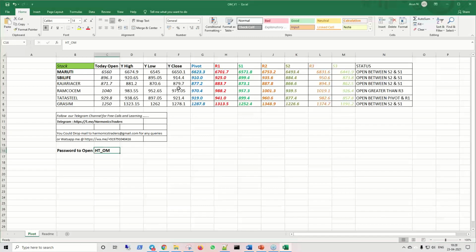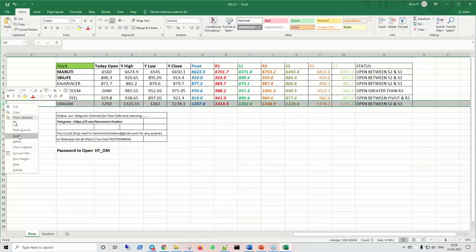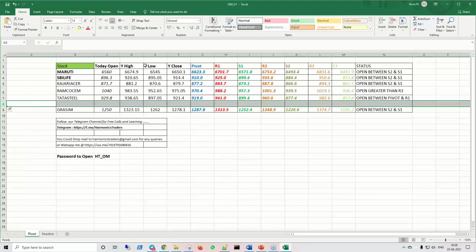In this Grasim example, we have just taken the data today. So these are today's data, and we are waiting for Monday's opening. These are all yesterday's ones. We'll check some practical examples so that you get a better idea.